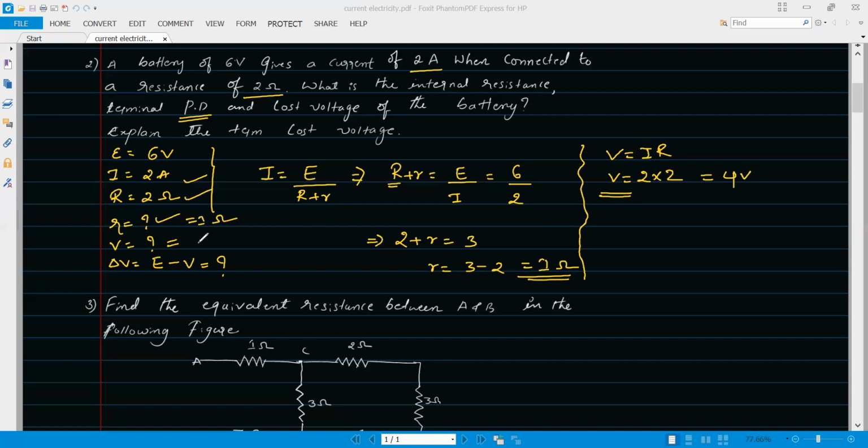But what are they asking? The lost voltage. So we know this is 4 volt. Lost voltage, delta V, is nothing but total EMF minus terminal potential difference. The EMF is 6 volt. So this is 6 minus 4, which is going to be 2 volt. This much voltage is lost, or we say this much potential difference is lost.